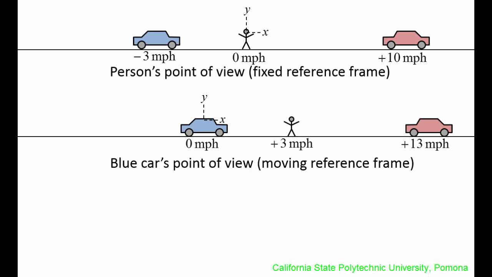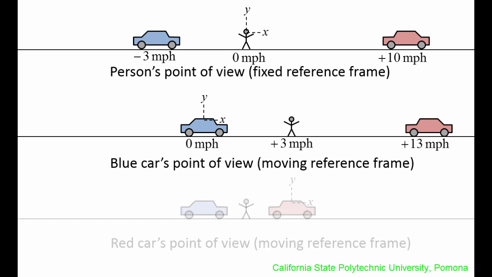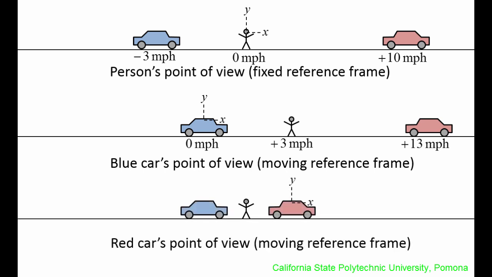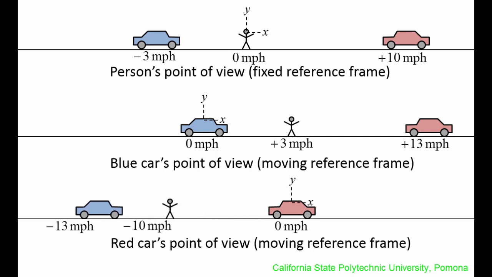Finally, let's change perspective again and examine the velocity of the three objects from a reference frame attached to the red car. From the red car's point of view, both the person and the blue car appear to be moving in the negative x direction. The person moves with a velocity of -10 miles per hour to the left, and the blue car moves with a velocity of -13 miles per hour to the left. The velocity of the red car in this reference frame is 0 miles per hour.